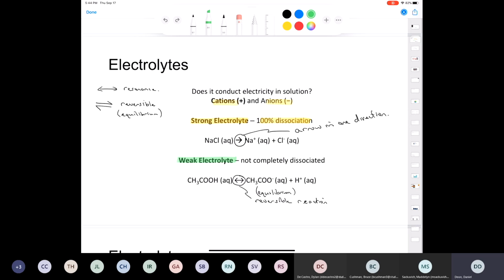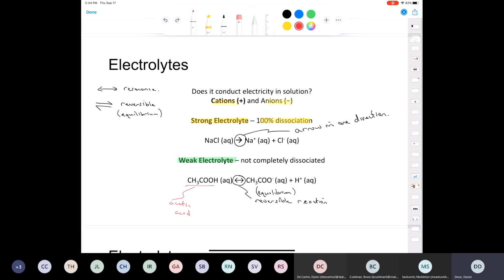An electrolyte is always going to be comprised of cations and anions. Look at sodium chloride. You get a sodium cation. You get a chloride anion. Look at the next molecule. This is called acetic acid. Acetic acid is going to dissociate to give you an anion. This is called the acetate anion, and it also dissociates to give you a proton. We'll talk more about that later on.